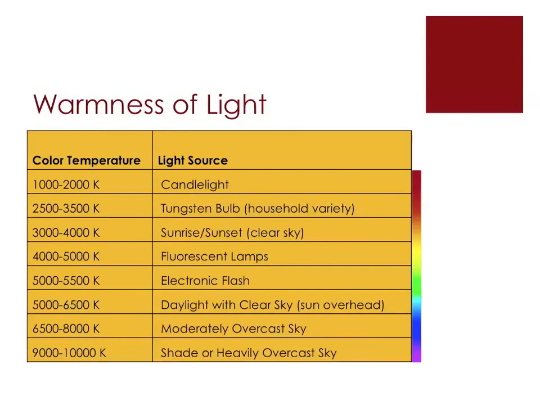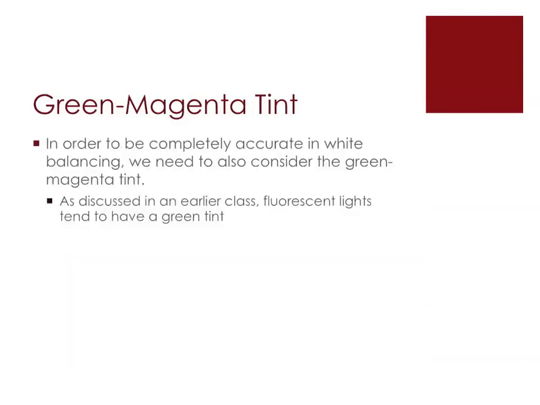This is a spectrum. Don't worry about the numbers, but candlelight and tungsten are really warm. On the other side is an outside overcast day or shade, which tends to be really cool lighting. Everything else is in the middle. That's the yellow-orange to blue spectrum. There's also a green-magenta spectrum, mostly called tint. You don't really have to worry about it, just know that it exists.